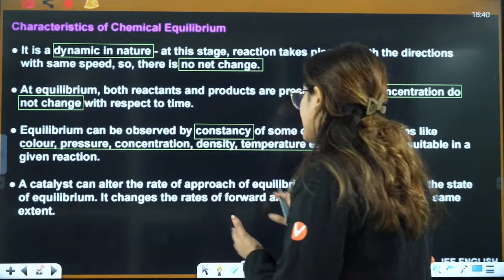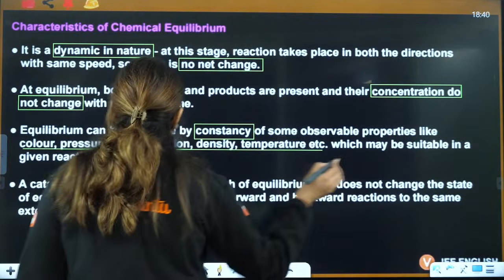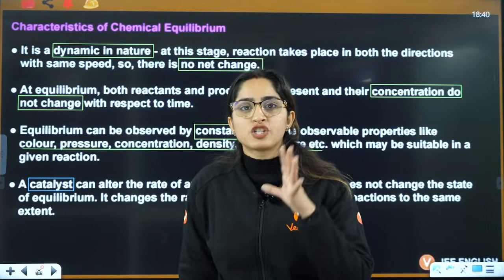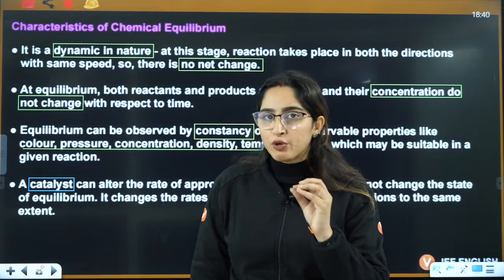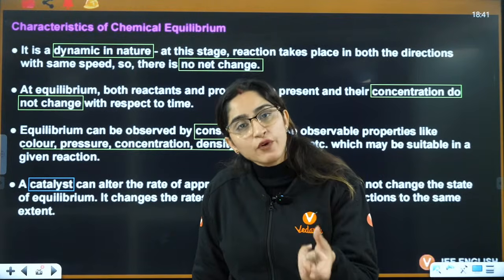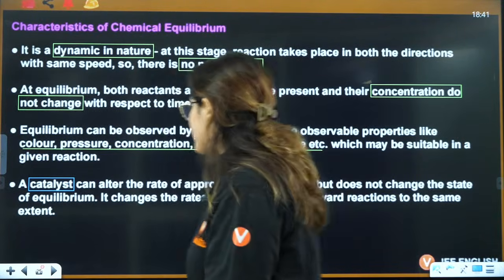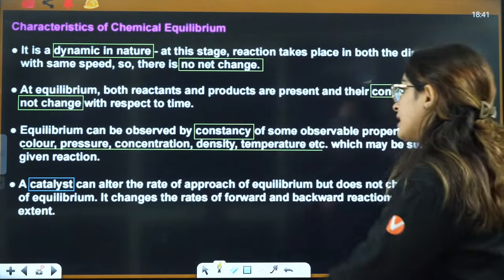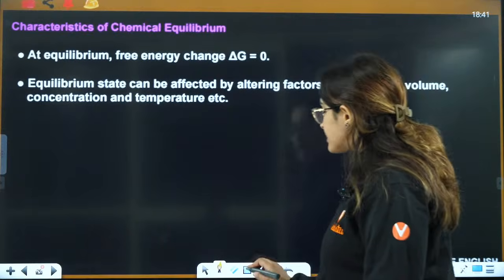A catalyst can alter the rate of approach of equilibrium but does not change the state of equilibrium. Now this is an important point. If you talk about a catalyst, this we will see in class 12 chemical kinetics, the full-fledged function of a catalyst, what it does. But as of equilibrium, what you need to remember is that a catalyst will not change the equilibrium state. It only makes a reaction fast by decreasing the activation energy, that you will see in chemical kinetics in class 12th, right? So as of now, just remember that here catalyst will not alter the equilibrium state. It can alter the rate of approach of equilibrium but does not change the state of equilibrium.